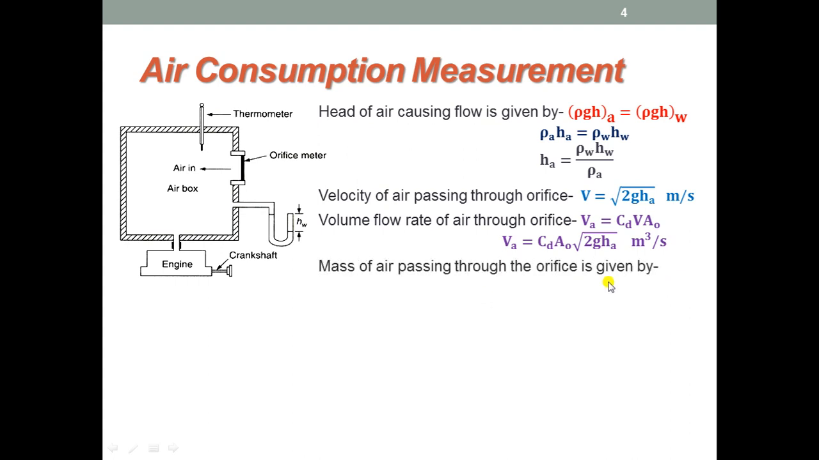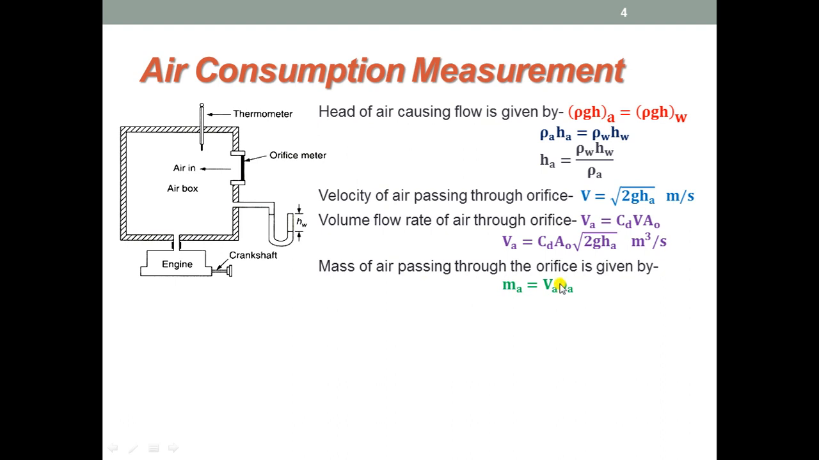So, next is mass of air passing through the orifice, and it is given by volume into density. Here volume means it is volume flow rate. This is based on the definition of density, that is density means mass per volume. So, here we are finding the mass flow rate, so we will take volume flow rate. Based on that, mass flow rate of air can be written as volume flow rate into density, and it is written for air. So we will get MA which is equal to VA rho A.